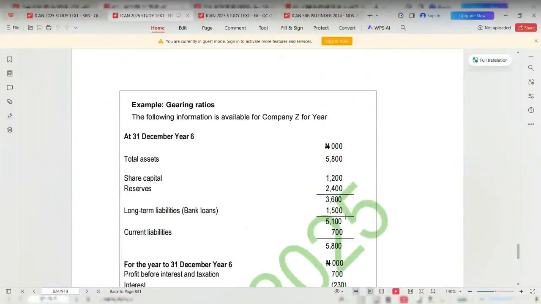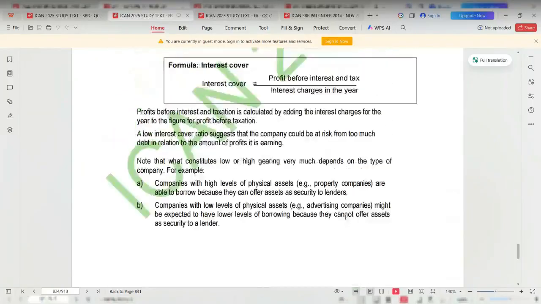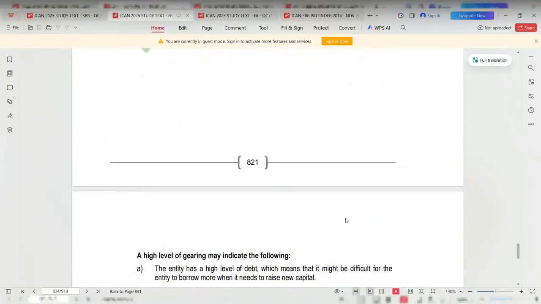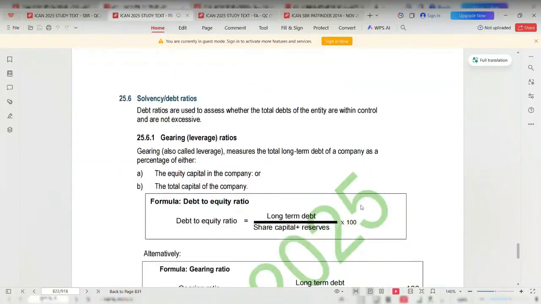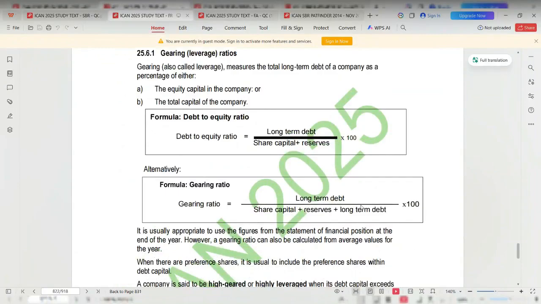The what's it called? This is the example they give. They are just trying to explain one after the other. This is gearing ratio. This is the formula for gearing ratio, debt to equity ratio.